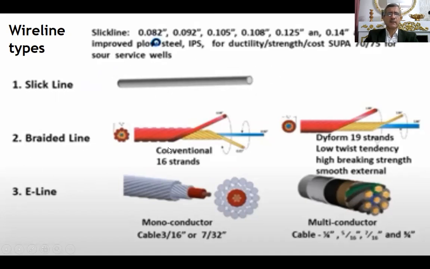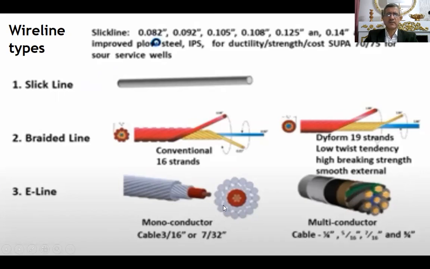For braided line, we have 2 types, conventional, like this, with opposite direction, and diaphragm. Diaphragm has a high breaking strength and a smooth external. You see one direction, the red one and the yellow one. The middle one will be the conductor. We have also the third type, E-line, electric line. We have monoconductor, this one, and multi-conductor. We can move the electrical signal from surface to the downhole.